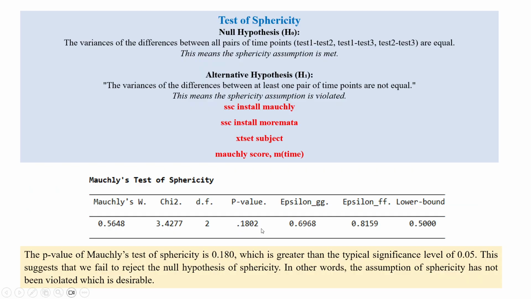So if the p-value is greater than 0.05, we fail to reject the null hypothesis. This means that the sphericity assumption is met. This is desirable. And if the p-value is less than 0.05, the sphericity assumption is violated. This is not desirable. Okay, let's proceed further.